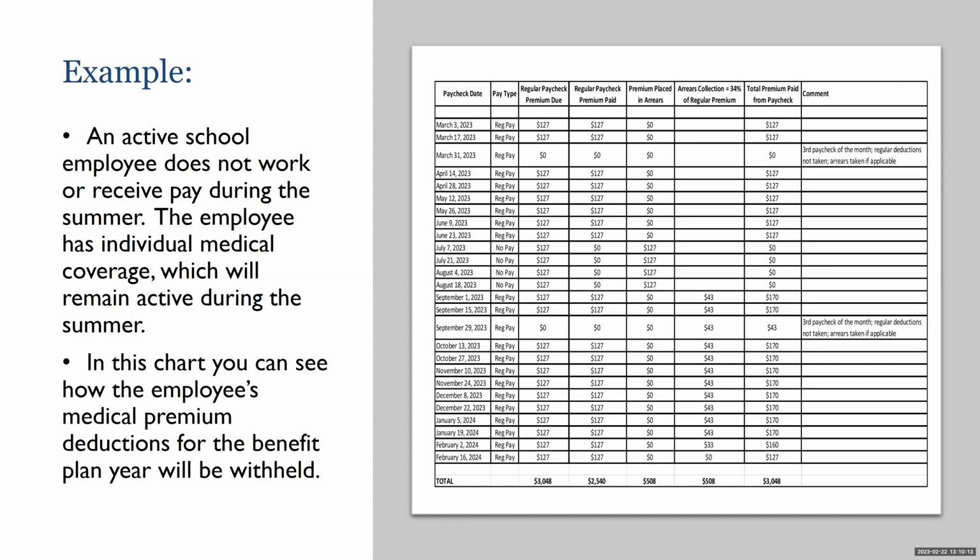In this case, the employee is a 10-month school employee who does not receive pay over the summer. But because the employee is coming back after the end of the summer, his or her benefits will remain throughout the summer. So there's no loss of coverage, right? And so what you can see is from March through June, the normal premium is $127. And presumably the employee has enough pay to pay that $127 from all of those checks.